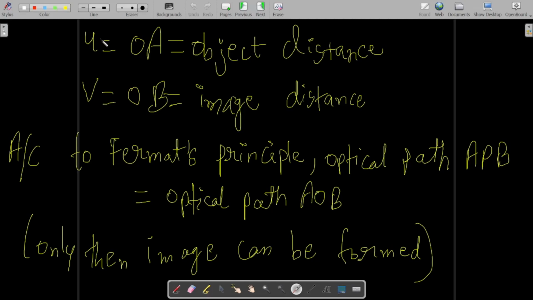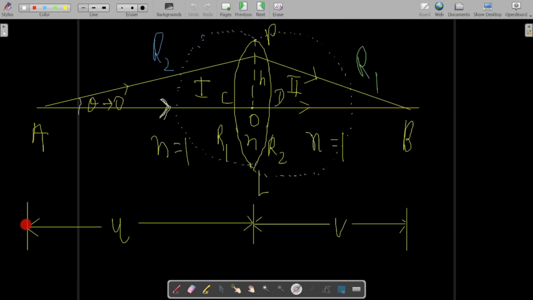Yeah, now what is this u? U is equal to OA, which is your object distance. Look carefully in this figure. This is your object distance u, OA. This is what you will measure: the distance of the object or the distance of the image from the center of the lens. You will basically measure the object distance and image distance from the center of the lens.